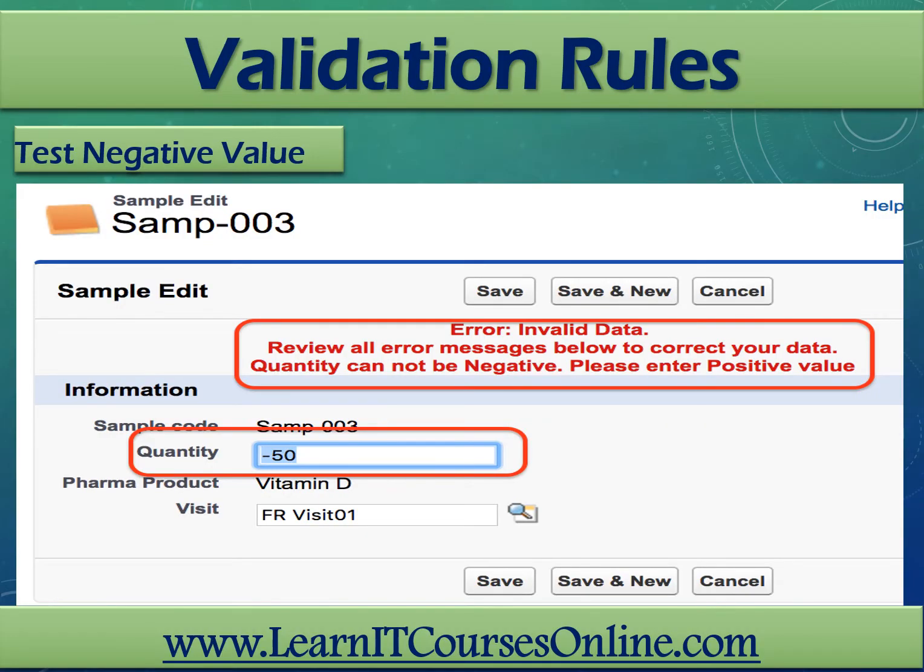After creating the validation rule, we cannot and should not be allowed to enter any negative values in the quantity field. So if we enter a negative value, an error message will be displayed at the top of the page, as we can see. The record will only get saved when the quantity field is a positive value.